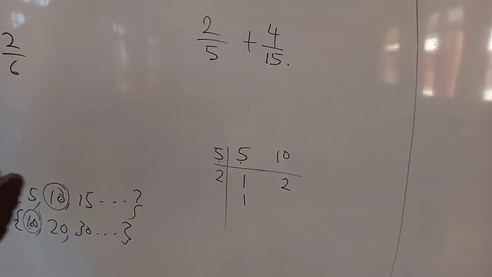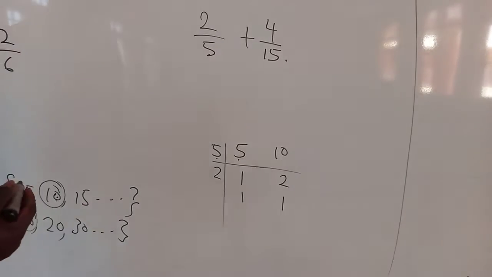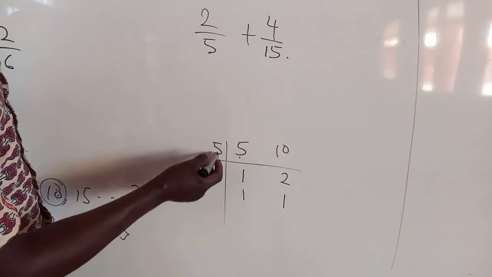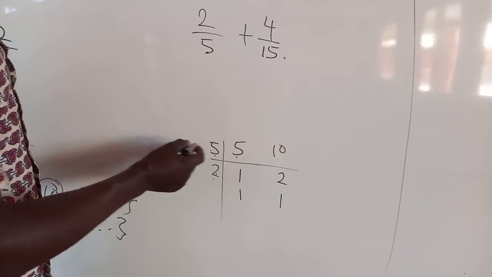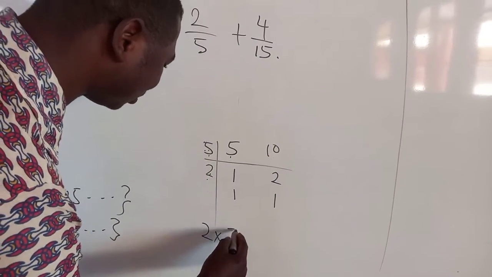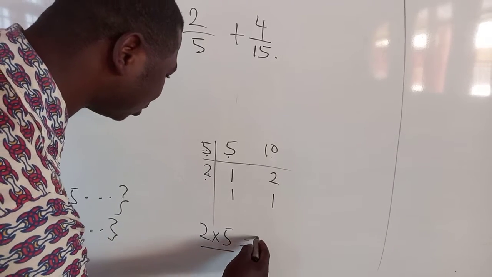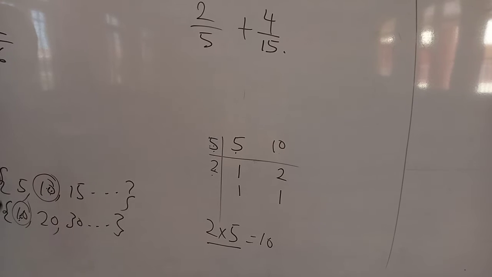Let me write the same thing. 2 can divide this how many times? 1 time. Right? Now, we multiply the ones we have here. 2 times 5. 2 times 5 is equal to 10. So the LCM is equal to 10. You see that here is 10.